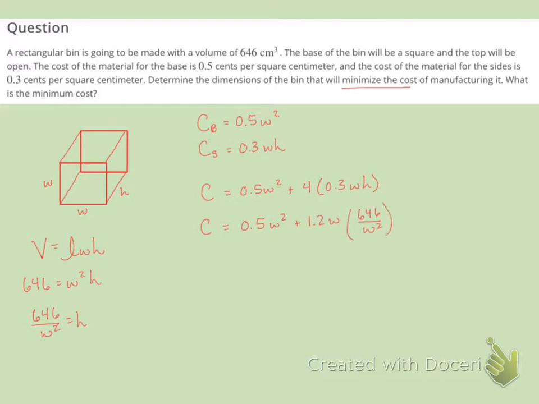And we have that. I'm going to need to take the derivative of this and set it equal to 0. So before I do that, I'm going to simplify this and write it in a way that will allow me to use the power rule. So I'm going to have the cost equal to 0.5 W squared. 1.2 times 646 is 775.2. And then one of the W's is going to cancel.